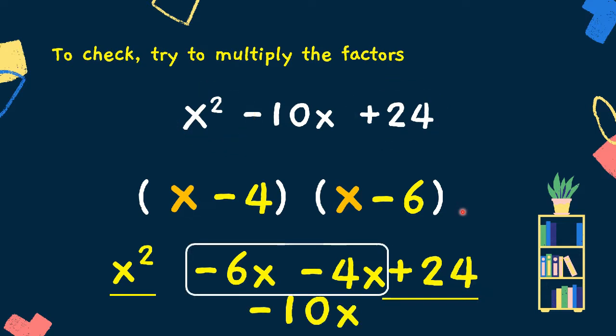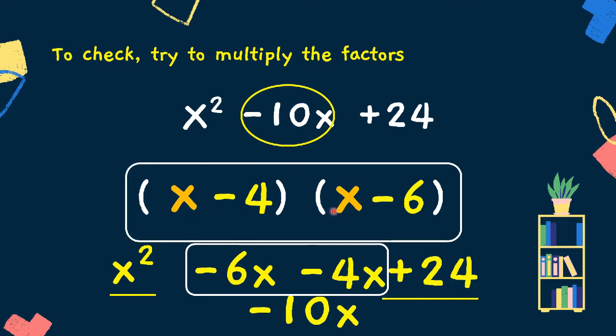So we will combine the like terms, which are negative 6x minus 4x. It gives us the result of negative 10x. It matches our middle term. Therefore, our factors are correct.